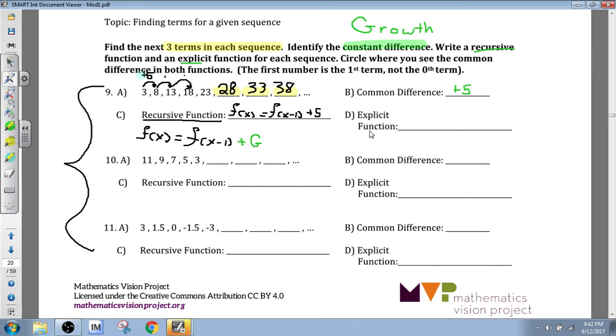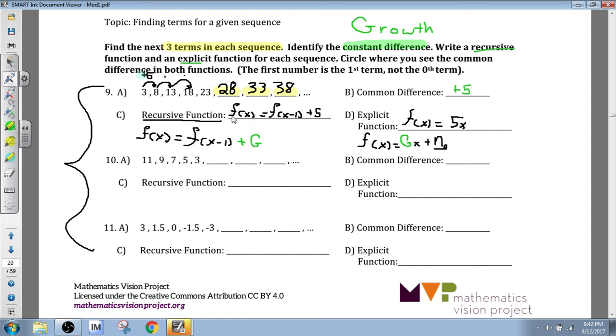Then it wants us to do the explicit function. And so remember, our general form of the explicit function is f of x equals our growth times x plus our n sub 0. So when I try to write this, all I have to do is plug in that growth again, right? So f of x equals 5x.